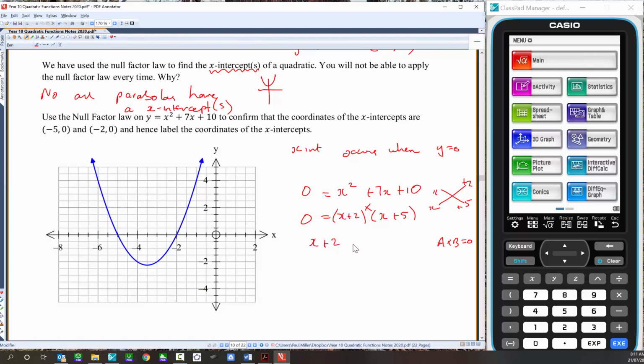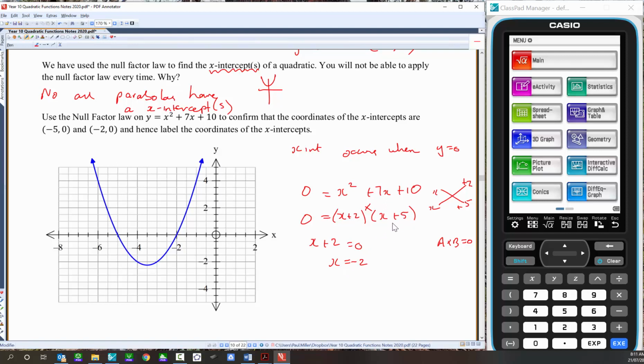So x plus 2 could be 0 for this to be true. If this one here is equal to 0, 0 times this will be 0, in which case x could be negative 2. Try it out. If I put negative 2 in here, that becomes 0. 0 times this equals 0. So that's one possible solution.